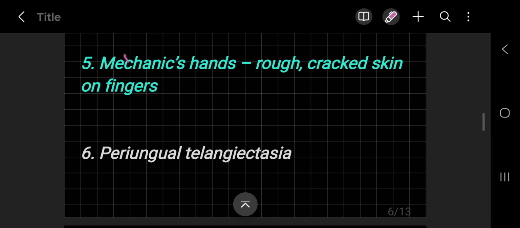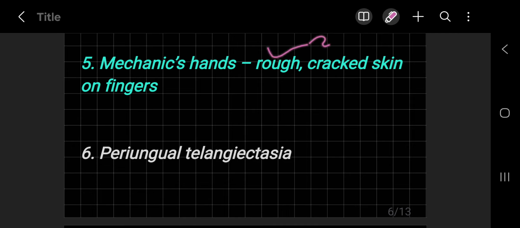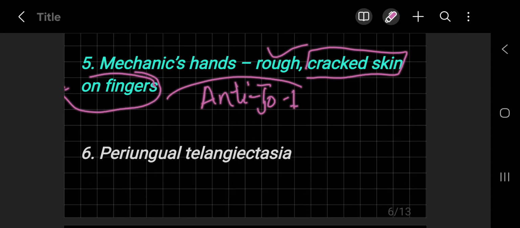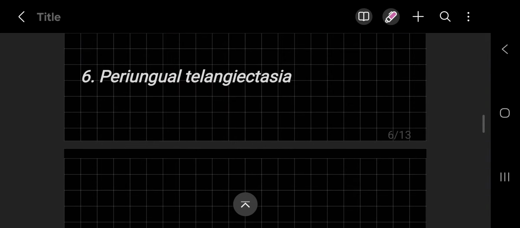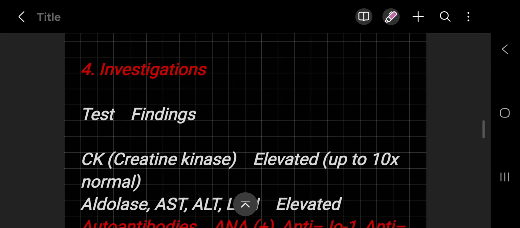Mechanics hands. Mechanics hands are present in the antisynthetase syndrome. It can be seen in polymyositis and dermatomyositis both. So the patient has rough, cracked skin on the fingers due to hyperkeratosis, and it is present in patients who have anti-Jo1 antibodies mostly present. Mechanics hands, antisynthetase syndrome, anti-Jo1 antibodies. There may be periungual telangiectasias.